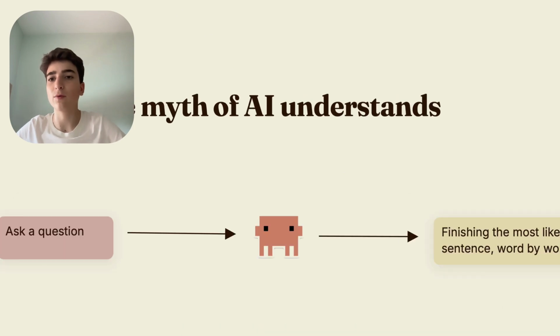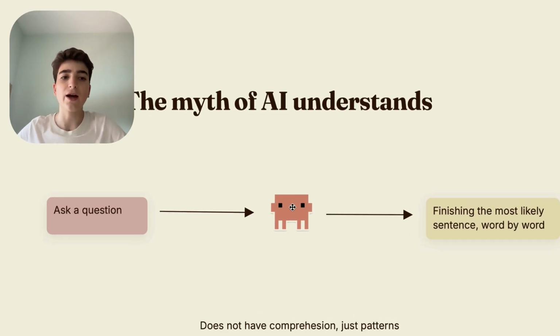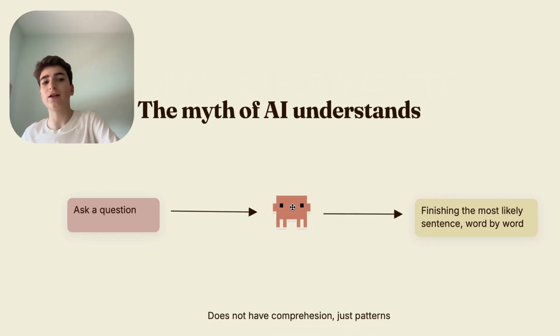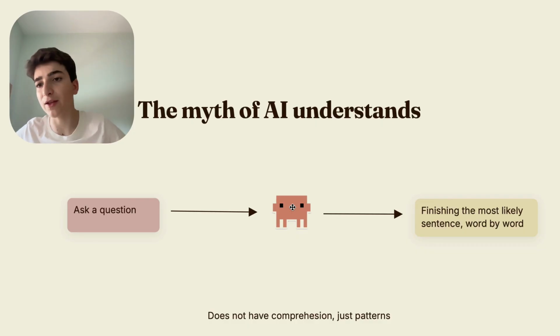Then we're talking about the myth that AI understands, but that's not how it works. You ask it a question, you give it a prompt, you send a message to Claude here, and it finishes the most likely sentence. Word by word is what we talk about, that it predicts. It does not understand. It just predicts the next word.